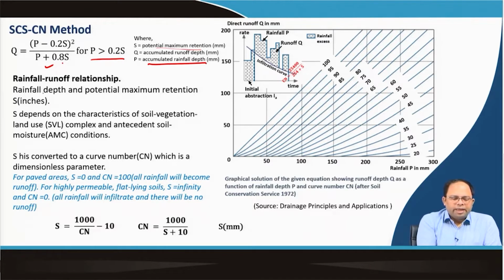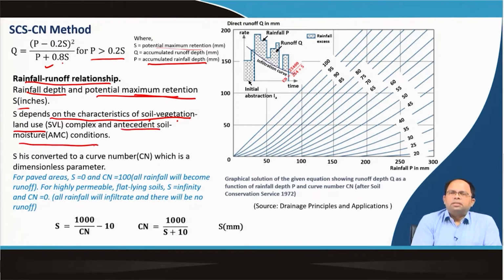So, then the rainfall runoff relationship is basically the relationship between rainfall depth and potential maximum retention, which is given in inches or it could be even given in millimeter. So, S, that maximum retention that is possible for a particular area, depends on characteristics of soil, vegetation, land use and antecedent soil moisture conditions. So, the first part, that is soil type, vegetation type, land use type, is called the SVL complex, because it is a complex value for all these three parameters, and antecedent soil moisture conditions determine how much water is already there in the soil. So, these two determine the relationship between rainfall depth and the potential maximum retention. That means how much water will infiltrate into the ground depends on all these factors.